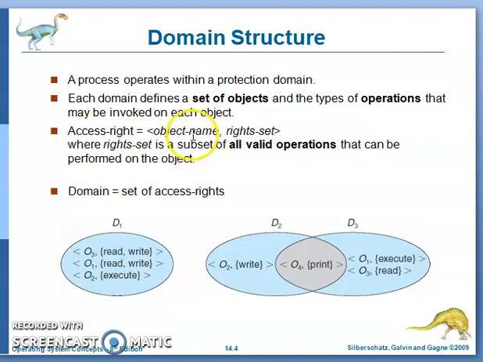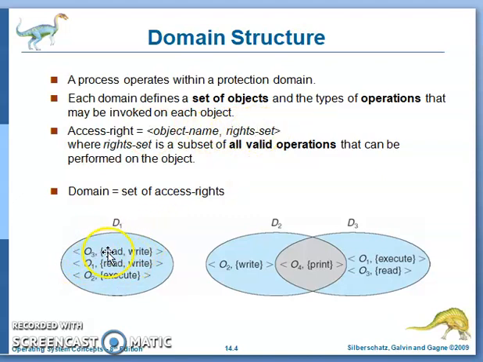Now, domain structure. Each and every process must operate within a protection domain. So a process must be executed in a domain. That domain defines a set of objects and a set of operations. Now if you see, D1 is the domain. It specifies the objects, object 1, object 2, object 3, and a set of operations: read, write and execute. So an access right is nothing but the object name and the rights set.